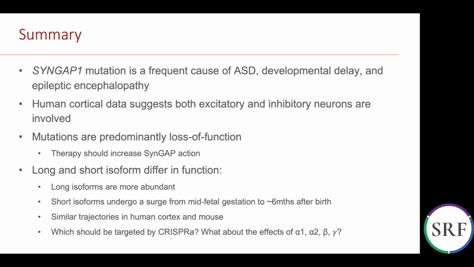If CRISPRa was to be developed for SynGAP1, where would you target it? It needs to go to a promoter and enhancer, and those promoters and enhancers differ between the long and the short isoform. Which one needs to be targeted? And I think this is a research question which needs to be answered. If I had to guess based on this data, I would probably go with the short, but that might not be the right answer, and I think that needs to be answered.